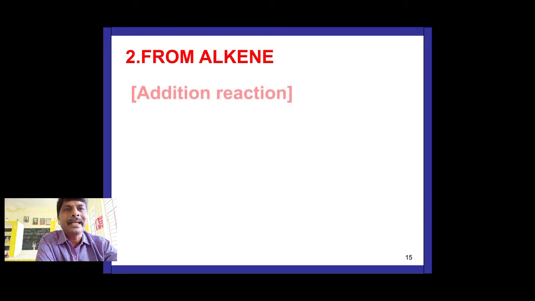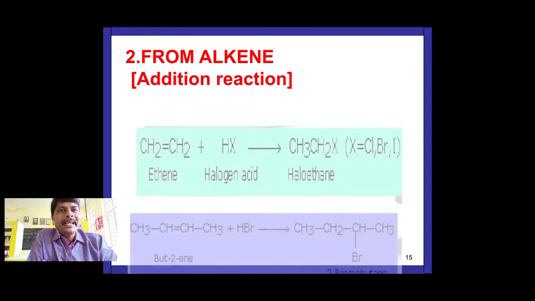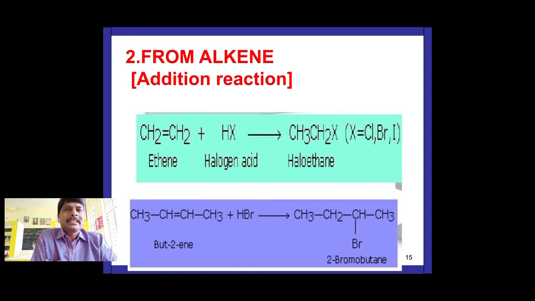Now we will see the second method, from alkene. Unsaturated hydrocarbons with a double bond are called alkenes. Examples: ethene, propene, butene, like this. You can see the first example here, ethene. Ethene reacts with halogen acids like HX, like HBr, HCl, HI. Ethene reacts with HX, you will get haloethane. If ethene reacts with HCl, you will get chloroethane. Ethene reacts with HBr, you will get bromoethane. HI, you will get iodoethane.